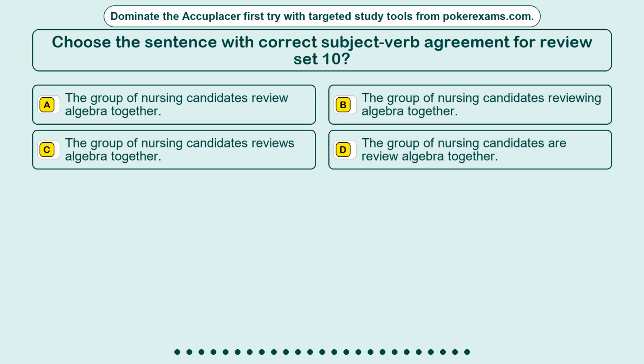Question 18. Choose the sentence with correct subject-verb agreement for review set 10. Option A. The group of nursing candidates review algebra together. Option B. The group of nursing candidates reviewing algebra together. Option C. The group of nursing candidates reviews algebra together. Option D. The group of nursing candidates are review algebra together.